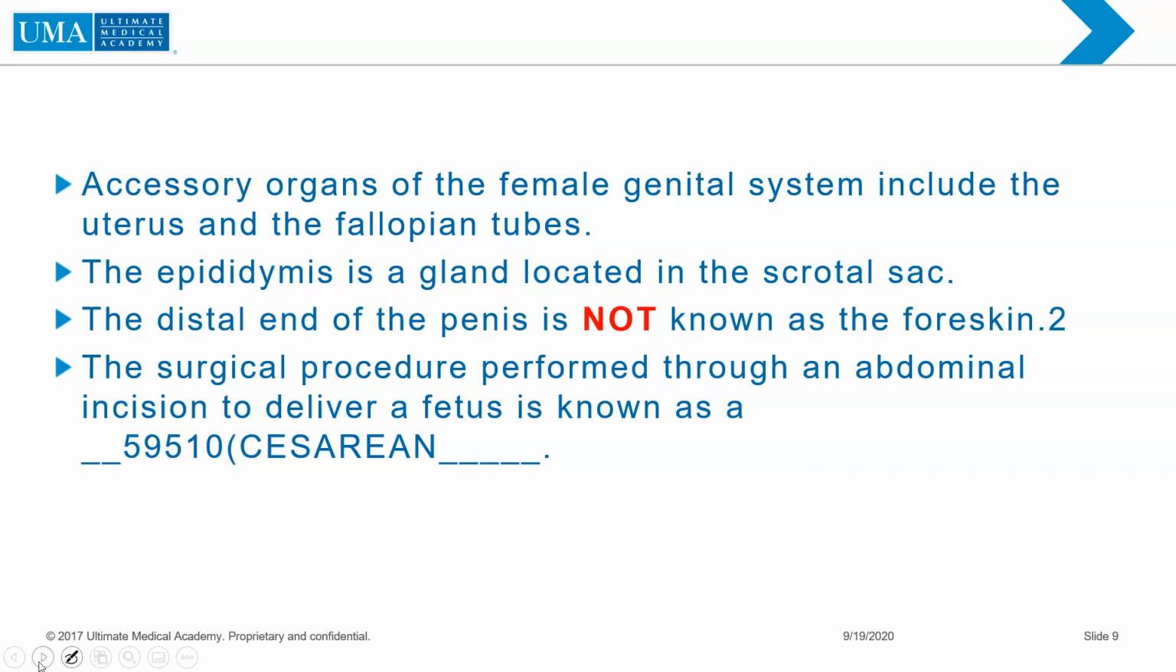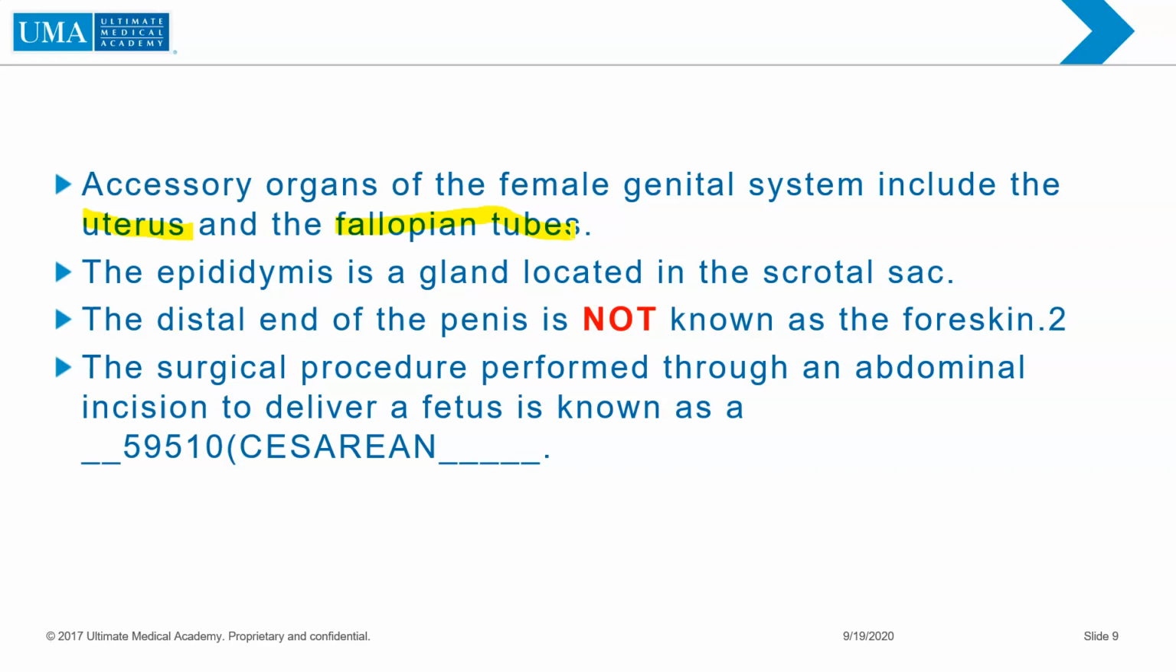Going back to the male and female section, remember that you have illustrations within your CPT as well as your ICD-10 pertaining to the male and female genitalia. Now, I just wanted to mention that there are accessory organs of the female genital system. Remember these: they are the uterus and the fallopian tubes, right? Accessory organs of the female genital system include the uterus and the fallopian tubes.